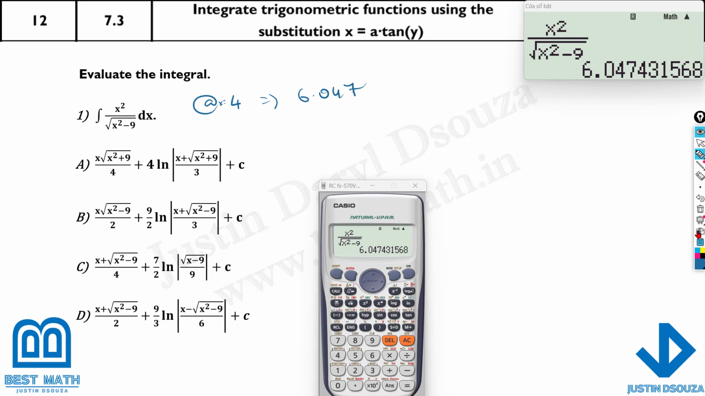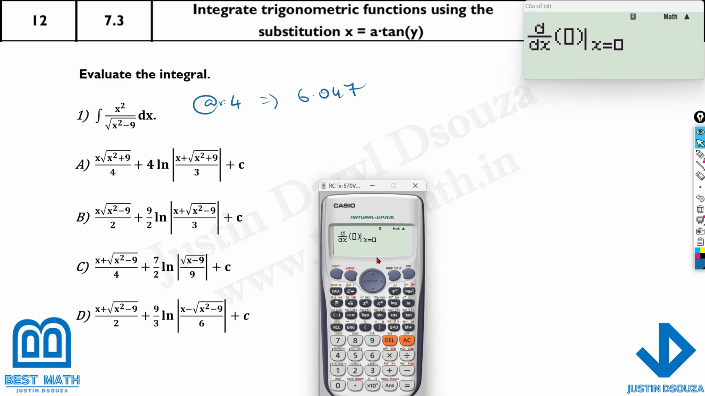6.047. Now, what do we do over here? Now, we'll put all the options here, derive them, and use the x value of 4. Let's try with the first one. Here we have the fraction x multiplied by square root of x squared plus 9, divided by 4. Now, I know this may not be the correct answer because you're using plus 9, and that should be the term when we do the substitution. But anyway, let me put it in. Here 4, it's ln.